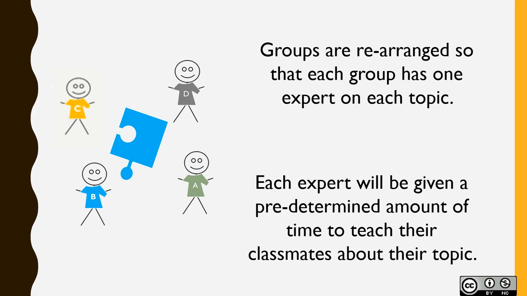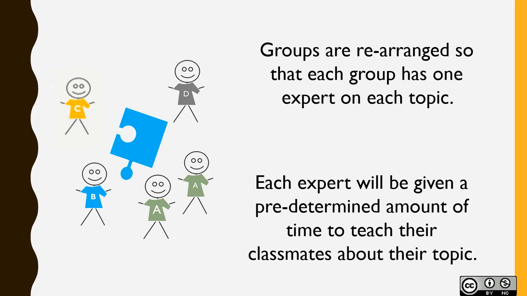Once the experts have learned their material, you're going to rearrange your groups. And this time you'll have one expert on each topic at every table. And then each student is in charge of teaching the rest of the group about their course material. So person A will teach B, C, and D about their material. And when they're done, person B will then teach A, D, and C about their course material. And you'll do this until everyone in the class has learned all the parts of the course material.